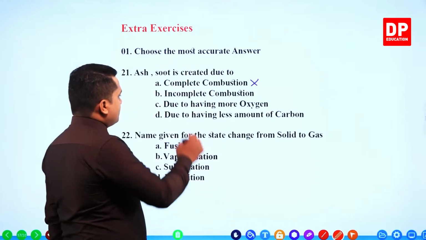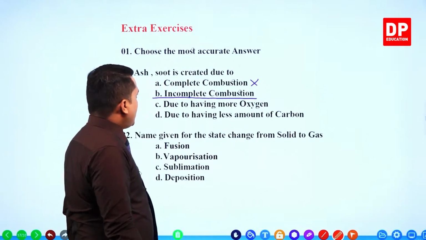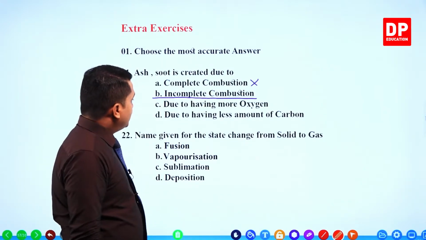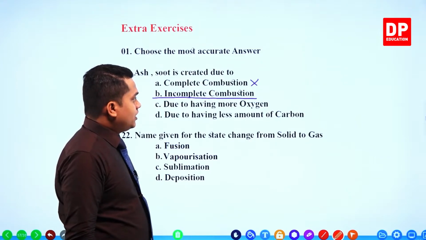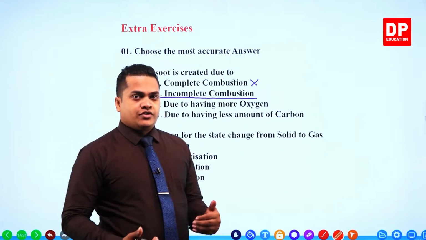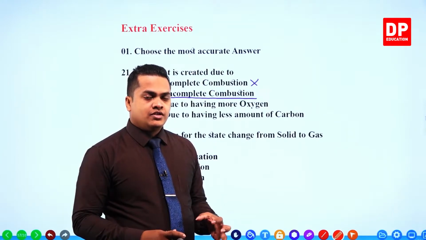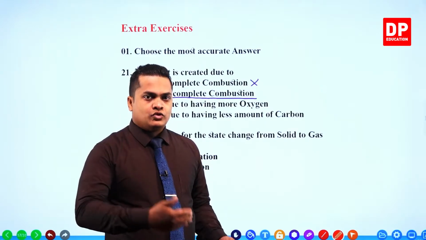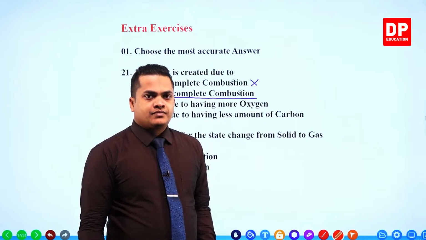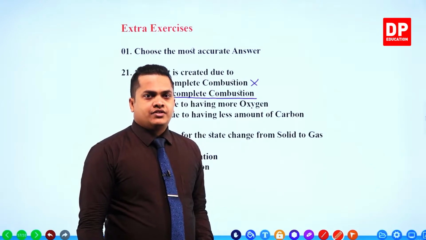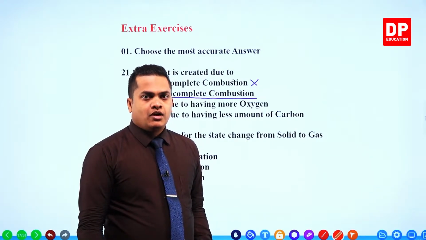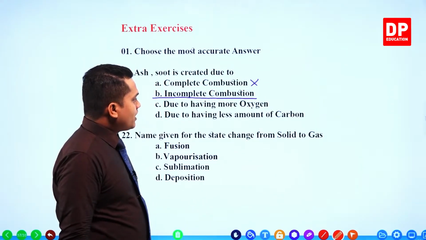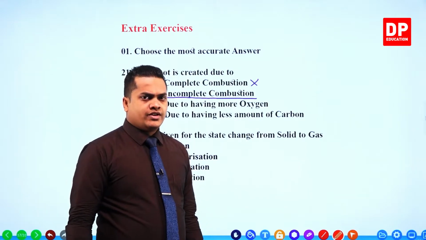Okay, so incomplete combustion is our answer. Ash and soot are created due to incomplete combustion. If it has more oxygen, in that kind of situation, we could see a complete combustion. If there is plenty of oxygen, then complete combustion could be observed. So it's also incorrect. Due to having less carbon, that is also irrelevant to the question actually.